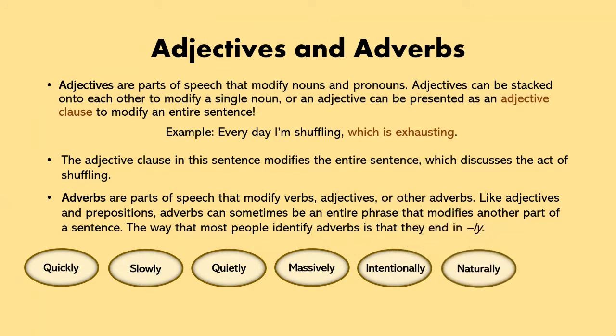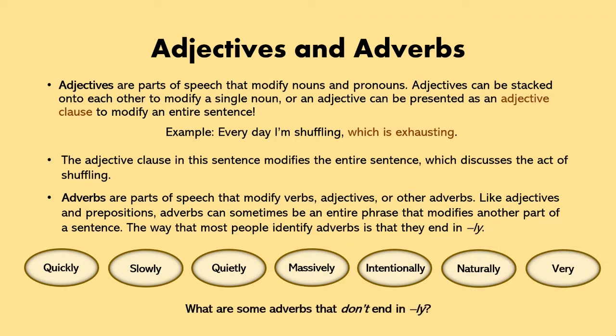Adverbs modify verbs, adjectives, or other adverbs. Most people identify adverbs by the suffix ly at the end of a word. Examples of adverbs include quickly, slowly, quietly, massively, intentionally, naturally, and very. For practice, try to think of some adverbs that don't end in ly.